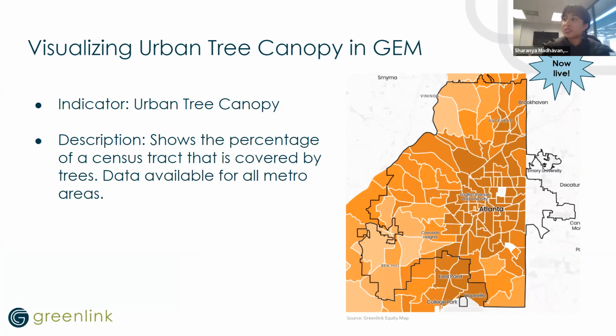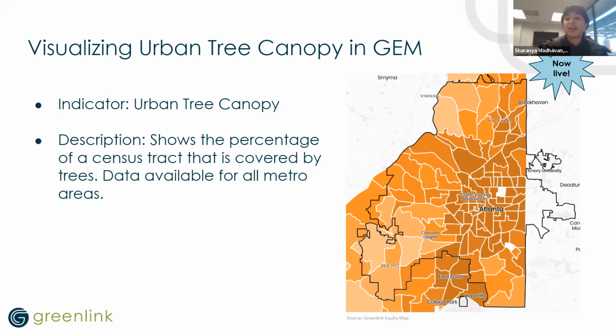And this is a screenshot of what it looks like in the platform. We're going to dive into this. I'll give a demo in a couple minutes, and then we'll all be going into breakout rooms and trying this for ourselves in a second. But just to show you guys, this is a screenshot of what it looks like for Atlanta. The darker areas on this map essentially show areas with less tree canopy cover. And as we move outside of the city, we see the lighter areas, the lighter orange, which signifies areas that have more tree canopy cover.